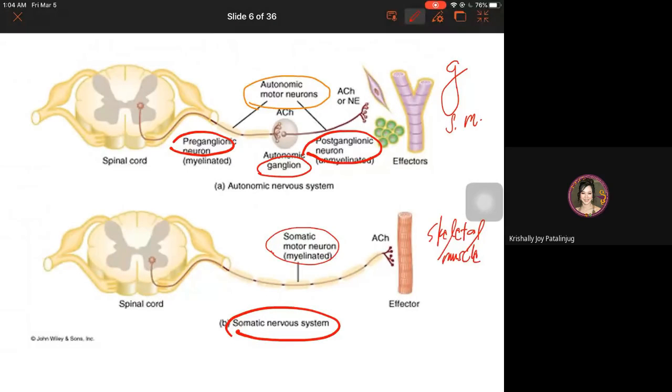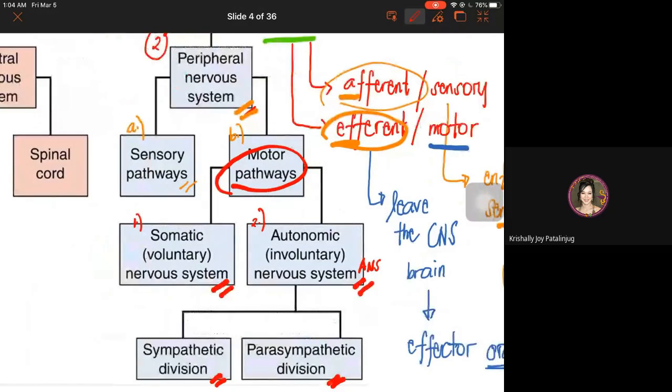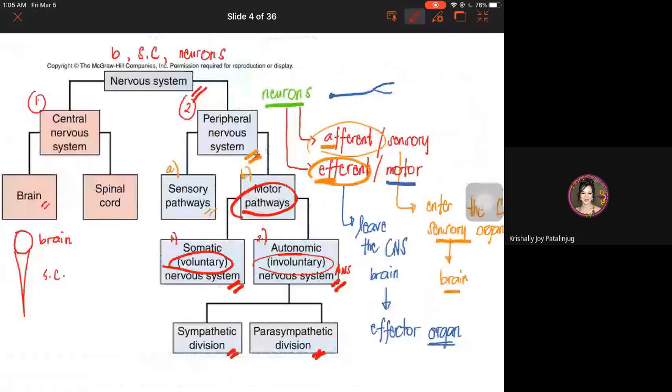muscles. Okay? So if we go back to this diagram, earlier, what was highlighted in the autonomic nervous system? The term highlighted here was involuntary. And for the somatic nervous system, the term enclosed here is voluntary. So that is the reason. Basically, somatic is voluntary, autonomic is involuntary. It has something to do with their effector organs being innervated. I hope you can connect the slides being presented.